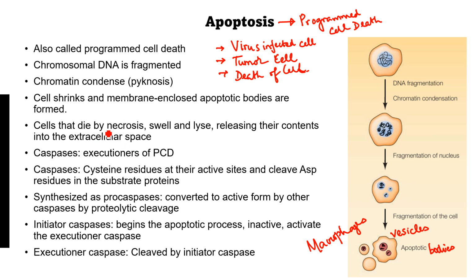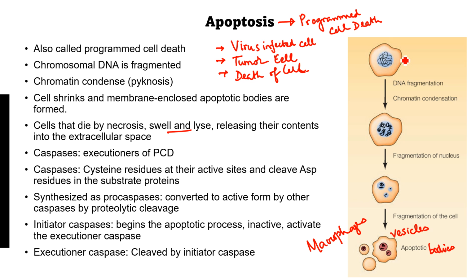So there are two processes, apoptosis and necrosis, and the difference between necrosis and apoptosis was discussed in the lecture, so you need to understand the difference between the two. In necrosis, what happens? The cells swell and lyse. One important difference between apoptosis and necrosis is that in apoptosis there is no fragmentation of the plasma membrane.